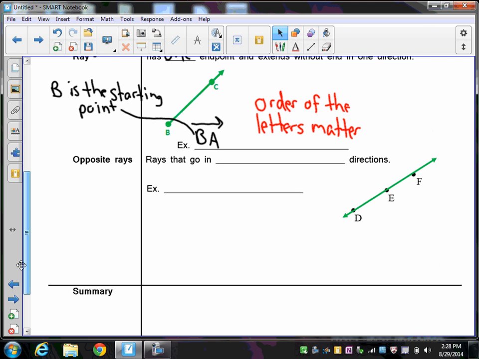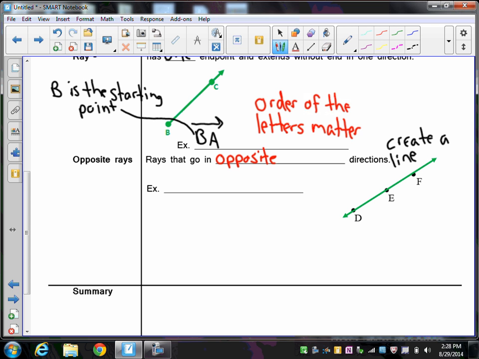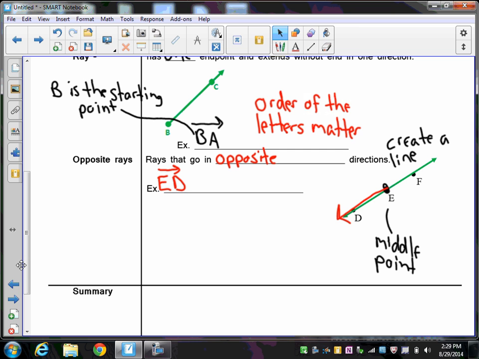And the last thing on this paper are opposite rays. Those are rays that go in opposite directions. So what they do is they create a line. So anytime you need to name opposite rays, you start with the middle point. So that's going to be my first letter. I can go this way. That's going to be ray ED. E is my starting point. Or I can go the other way. What point did I touch? F. So it would be ray EF.